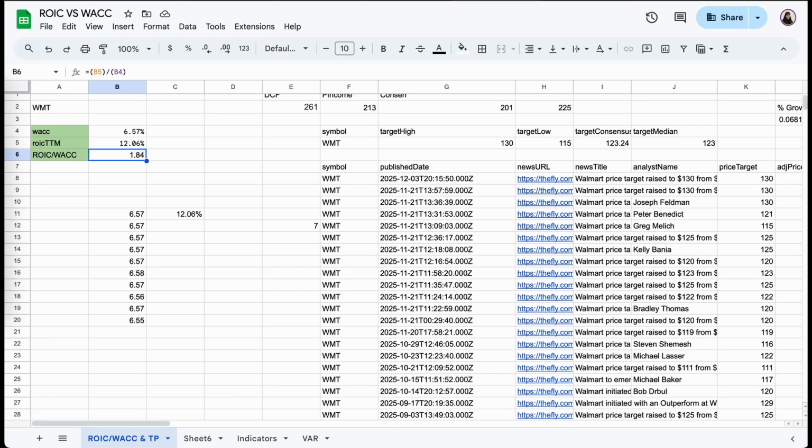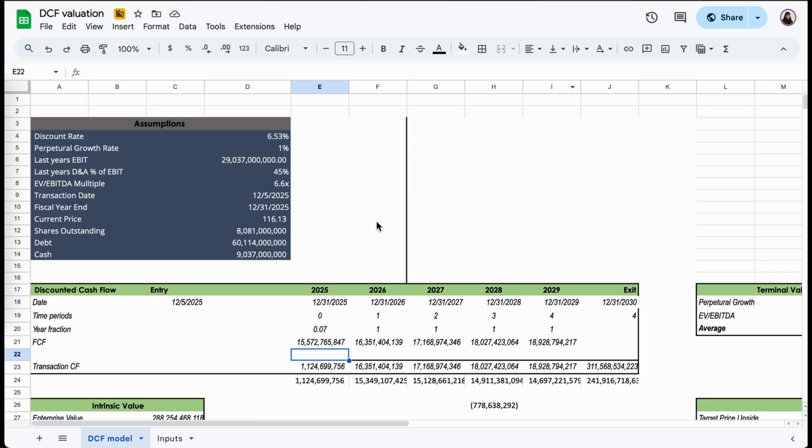Walmart is also using it efficiently. It's actually using its capital better because return is 12 and cost of capital is 6.57. So Walmart is using its capital more efficiently. Now we go to DCF valuation.